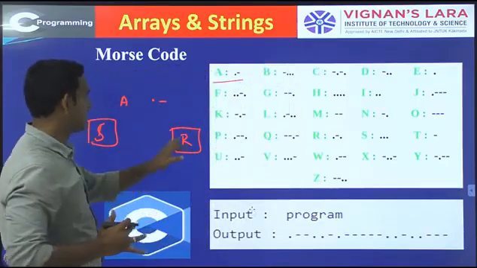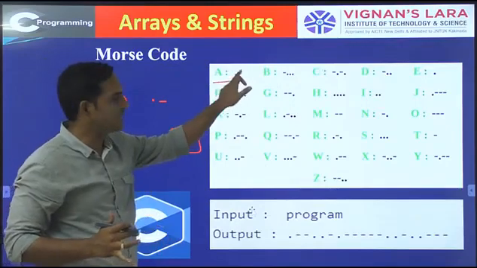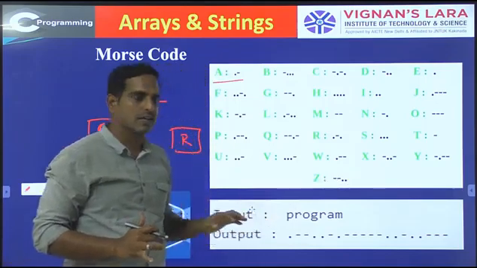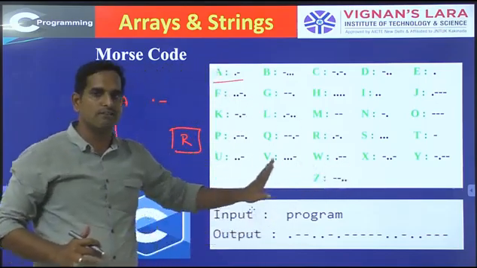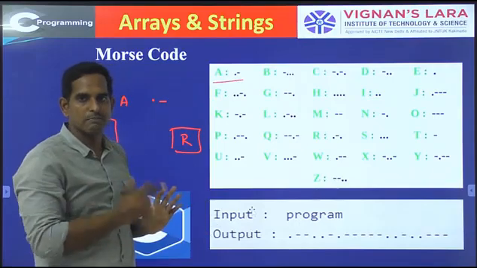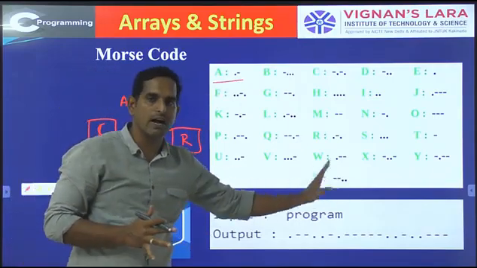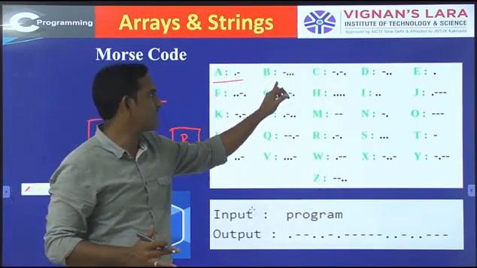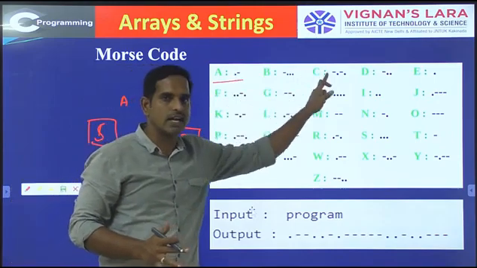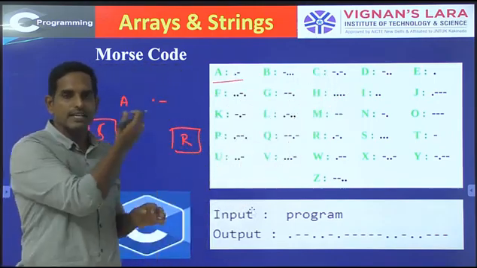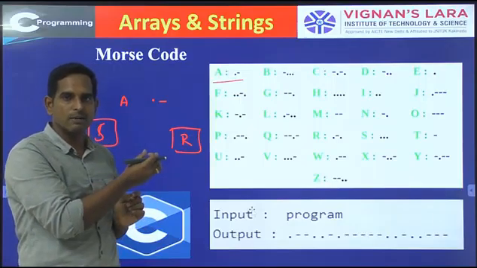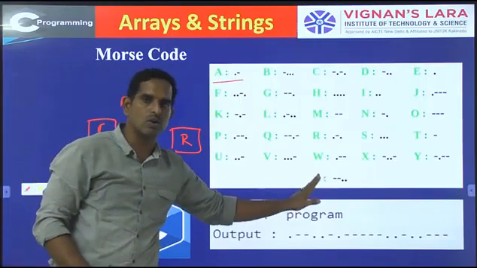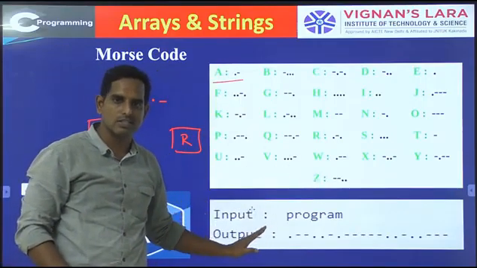That is, sender and receiver should know that A is represented by dot dash and Z is represented by dash dash dot dot. Each and every letter in the English alphabet, and if you want, other symbols as well, has one unique pattern. A is dot dash, B is dash triple dots, C is dash dot dash dot. Each character in the coding format is represented by one unique code, and your encoding system works based on that code.